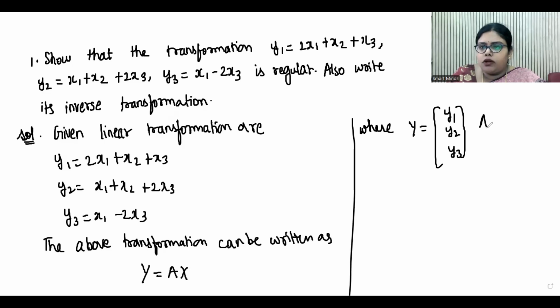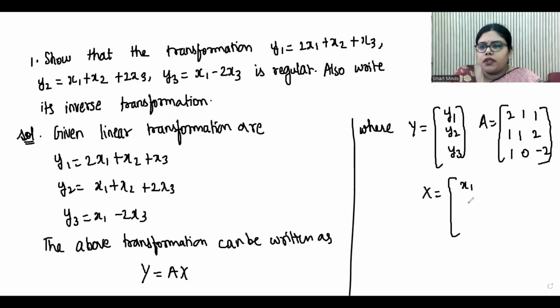A is equal to 2, 1, 1. See, I am taking the coefficients. From the first equation, I am taking the coefficients of x1, x2, x3. Then the same way from the second equation, like 1, 1, 2. And in the third equation, you don't have x2. So 1, 0, minus 2. And then x is equal to x1, x2, x3.